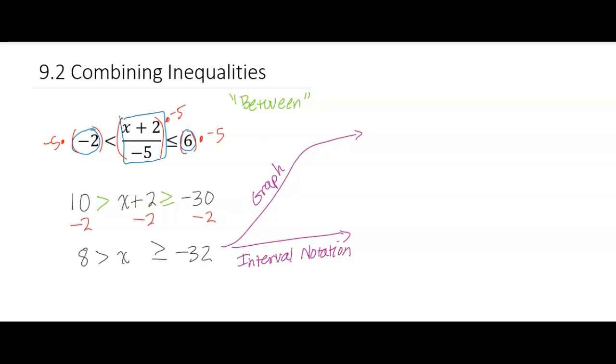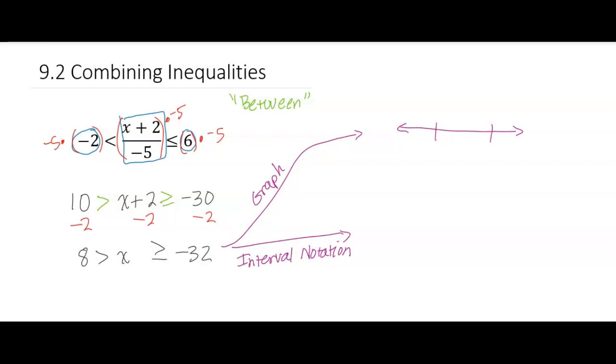So here, for graphing the answer, we're going to have two boundary points for this problem. 8 and -32, those are our boundary points. So you draw a number line, you put in a couple of boundary points, and then there's another really common mistake a lot of students make.